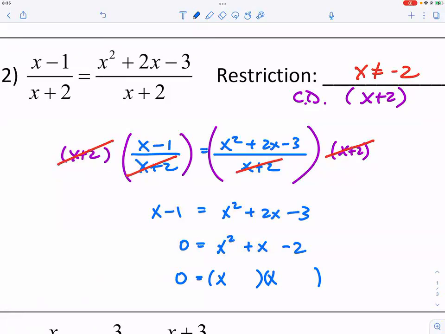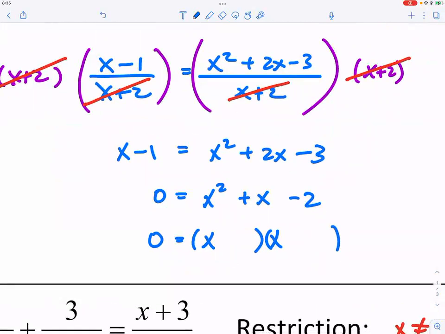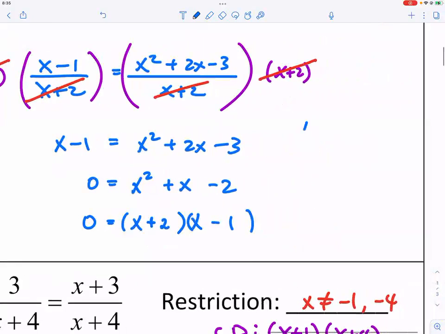Okay. Can you factor them? So two numbers that were multiplied to give you negative 2, and yet add up together will give you a plus 1. So these two numbers must be positive 2 and negative 1. So you have x plus 2 equal to 0, or x minus 1 equal to 0. That means x is equal to negative 2 and x is equal to 1.